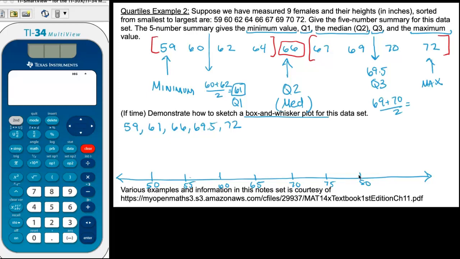And so now that I have my number line drawn, I'm just going to plot a little point above each one of these numbers. So 59 looks like it'd be about right there. 61, pretty close. 66, 69 and a half. You're just doing your best guesstimate here. It's hard to be super precise the way I have this drawn, but 72, maybe about right there.